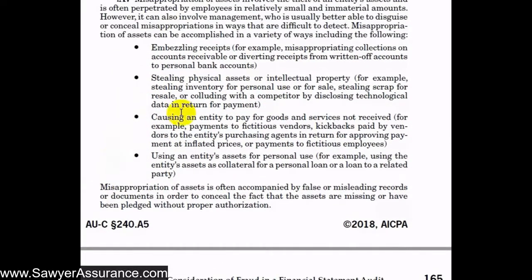And finally, typically, this misappropriation of assets is accompanied by false or misleading records in order to conceal the fact that the assets are missing or have been pledged without proper authorization. And that's why in internal control processes, we recommend the separation of the task of who is recording the assets and who is maintaining or monitoring the assets.